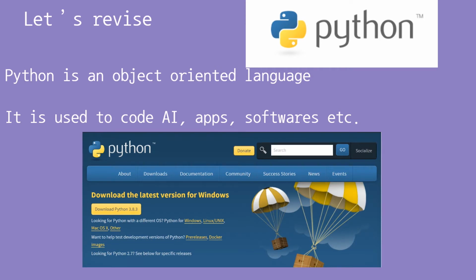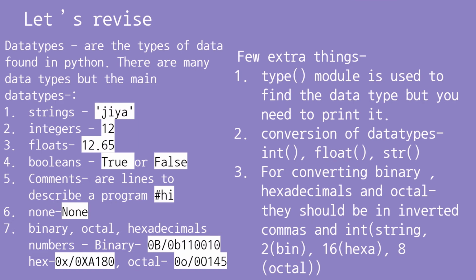Let's revise. So Python is an object-oriented language. It is used to code artificial intelligence, apps, software, etc. python.org is the website from which you can download the Python console. Data types. Data types are the types of data found in Python.